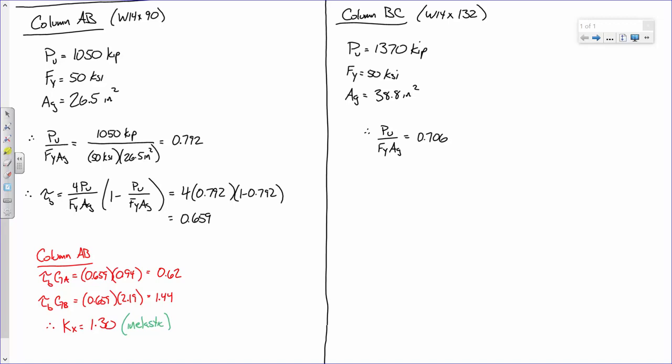All right. So that's over 50%, so tau is 4 times that fraction times the quantity 1 minus that fraction. And what does that come out to be? 0.830.